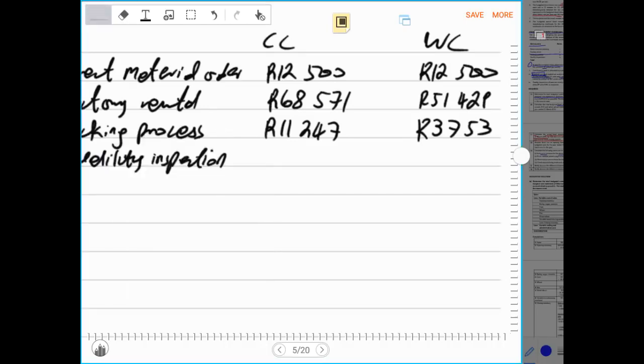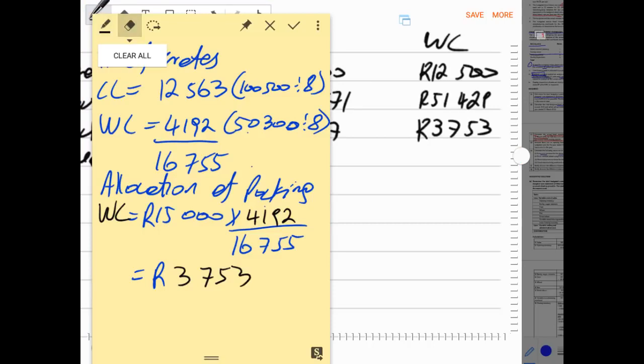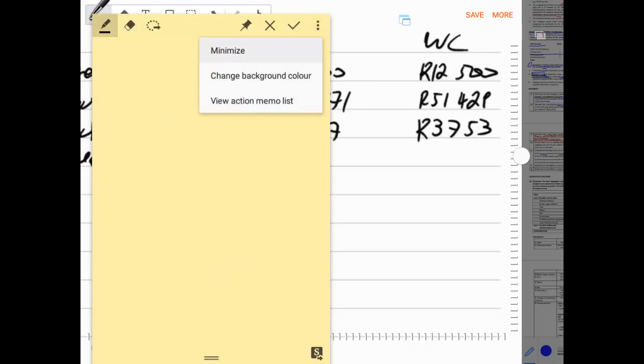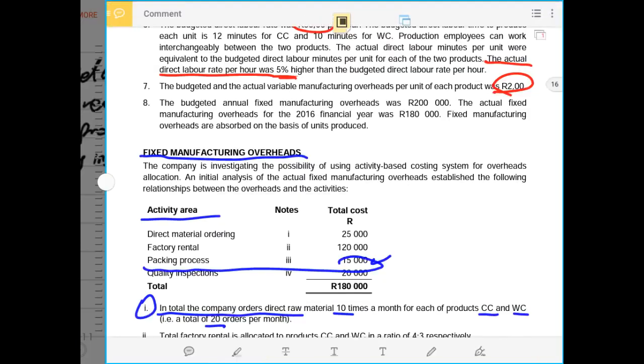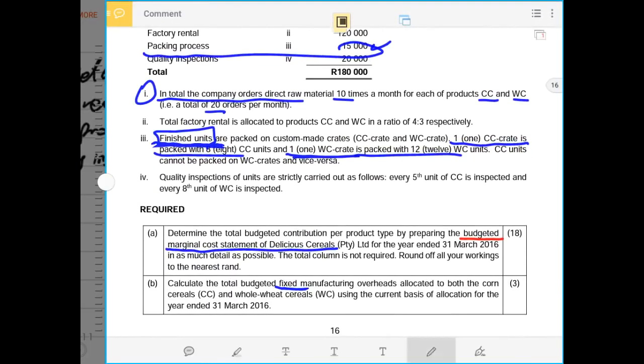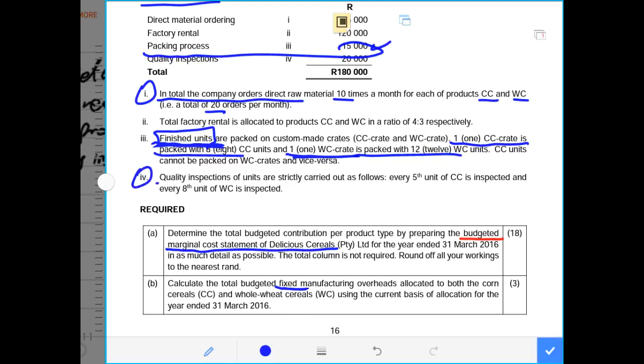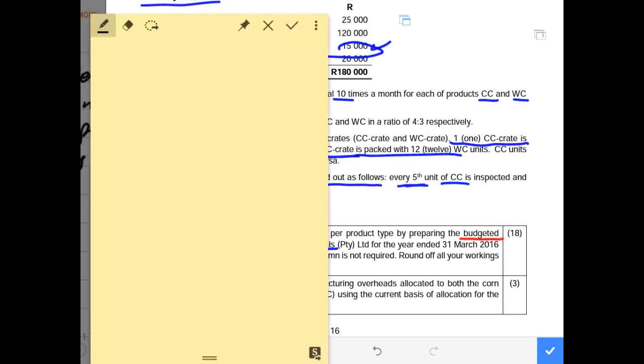Then now we allocate the last cost. We allocate now our last cost using the activity-based costing. Allocating the last cost using ABC, they are telling us that under number 5, the quality inspection of units are carried out as follows. Every 5th unit of CC is inspected, and every 8th unit, meaning on the 8th unit we inspect. So now we need to know the number of inspections.